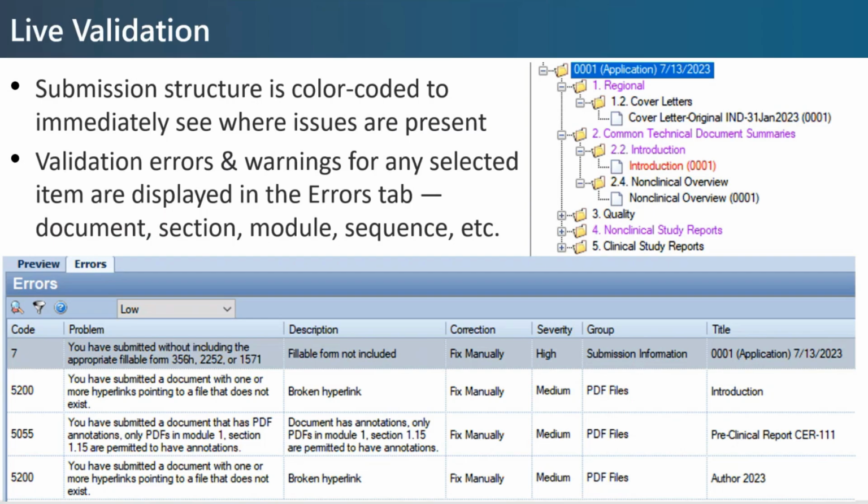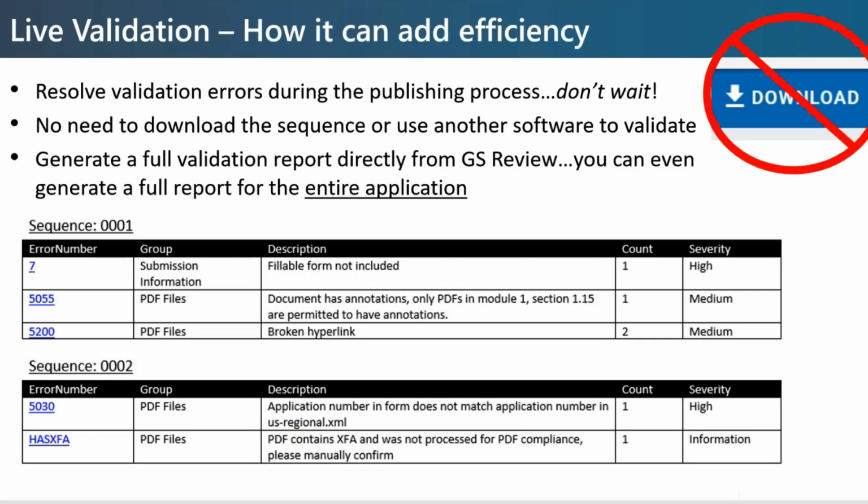So if you do want to investigate one of these items further against the agency's criteria, you can use this information. This also is shown for any item in the submission, so there's no need to wait until the full sequence is ready for review. So this definitely adds efficiency because those validation items are able to be addressed during the publishing process, and it's not necessary to wait until the submission is almost complete in order to validate it.